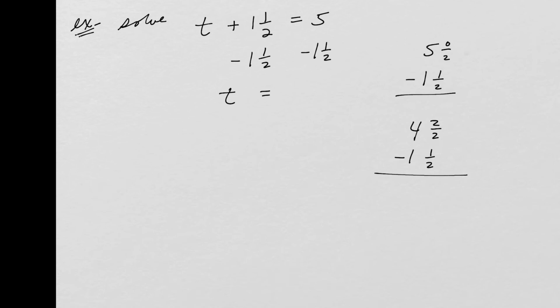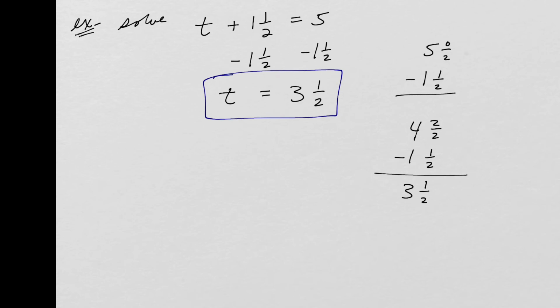Now I can subtract the fraction parts. So 2 halves minus 1 half is 1 half. And then subtract the whole number parts. 4 minus 1 is 3. Right? So t is going to equal 3.5. So that would be my answer. Okay, and notice that you have to remember how to do the operations of addition and subtraction with fractions, mixed numbers. I'll look at one next with decimal numbers, with whole numbers. So all those things that we learned in the previous chapters are very important.